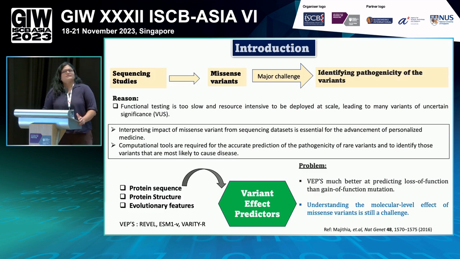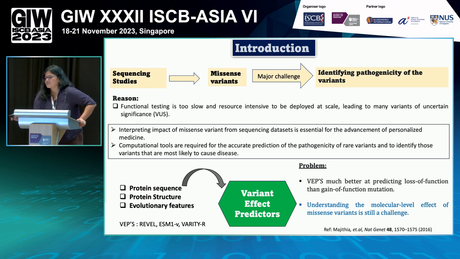Starting with it, as we have already discussed a lot about all the sequencing studies, we are getting a lot of variants, especially missense variants. One of the major challenges here is identifying the pathogenicity of those variants. This is mainly because we cannot do experimental testing of each and every variant, and hence a lot of variants are being classified as variants of uncertain significance. That is why we need computational tools to predict the effect of these variants and to show if there is any impact of these variants on the protein.